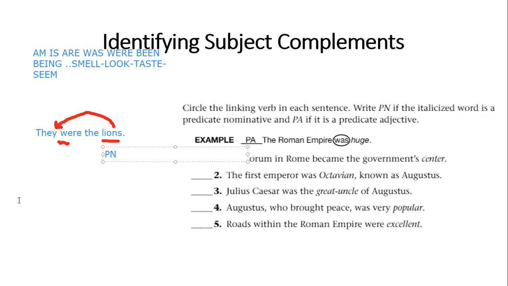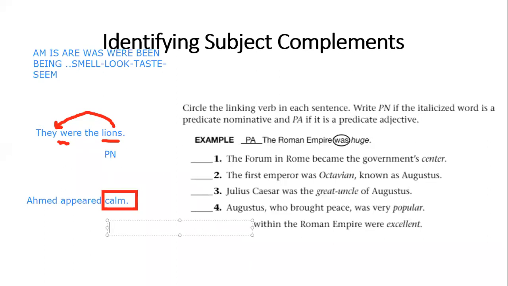Wonderful. Another example. Okay? Ahmed appeared calm. Ahmed appeared what? Calm. Okay. So calm here, is it a noun or adjective? It's an adjective that comes after the verb to identify who is calm, guys. Yes, it's the subject. So here we are having PA, a predicate adjective. Excellent. Amazing. So this is the lesson.